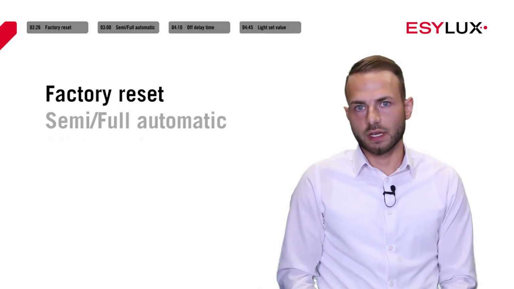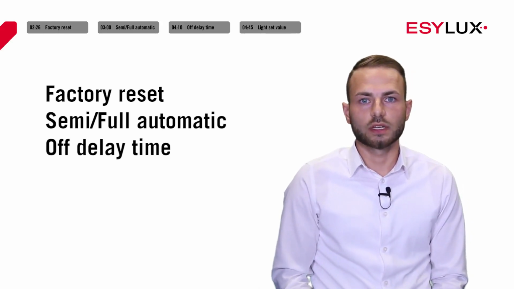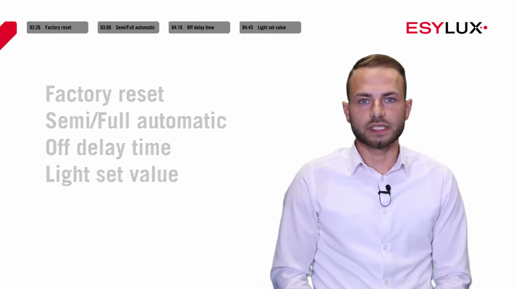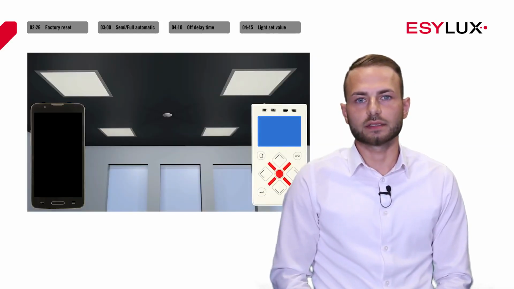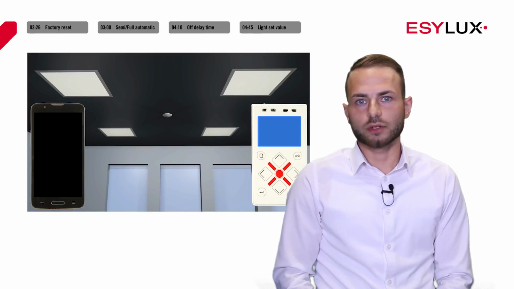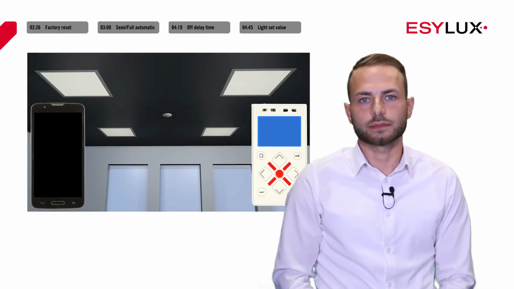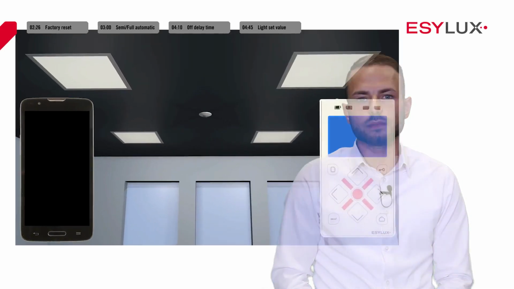We will now show you a chronological explanation of how to configure your system. We will go through these setting points: factory reset, semi-automatic and fully automatic mode, switch-off delay time, and light target value in the room. The processes are displayed simultaneously on both devices. We recommend that you focus on one of the displays and then repeat the steps on the other.